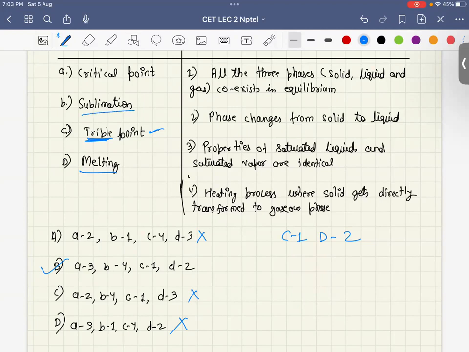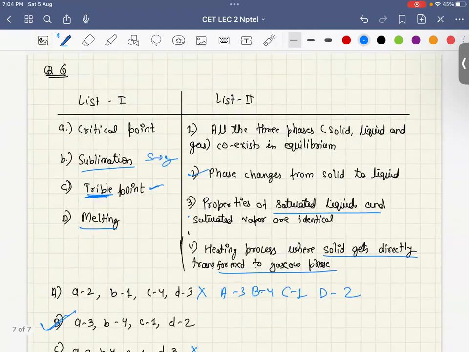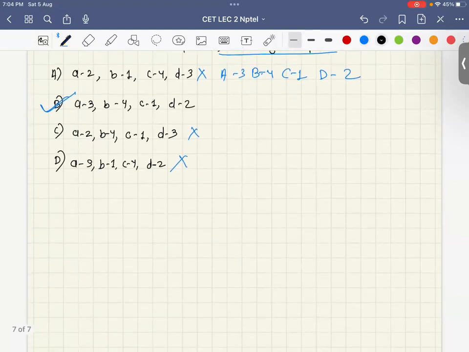What is sublimation? Sublimation is direct conversion from solid to gas, right? That means option 2. Sorry, B is 4. Right? Where solid gets directly transferred to gaseous phase. B is 4 and A is 3. Properties of saturated liquid and vapor are identical. Just by the process of elimination also, you can get the answer. The answer is option B. Okay. We'll move on to the next question, which is also like that only.